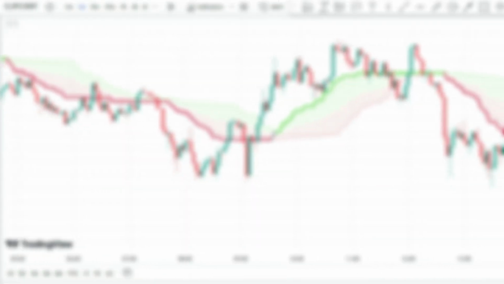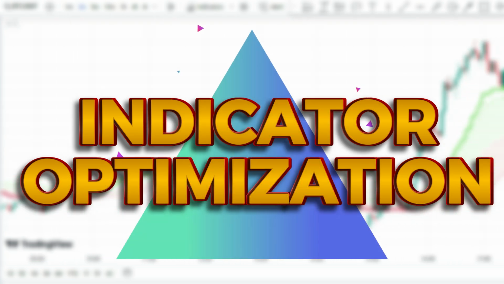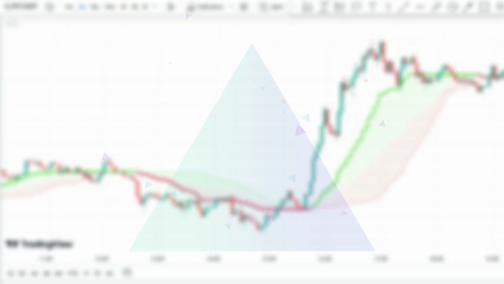Don't worry, I'll walk you through the process of fine-tuning it for maximum accuracy. Just follow along as I adjust its settings. Trust me, it's easier than you think.